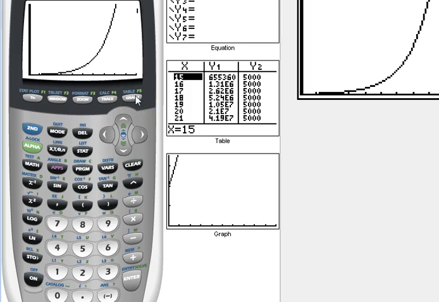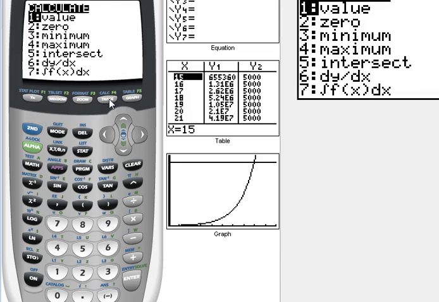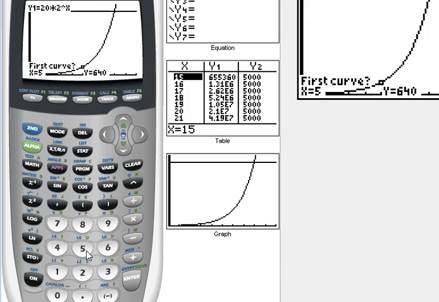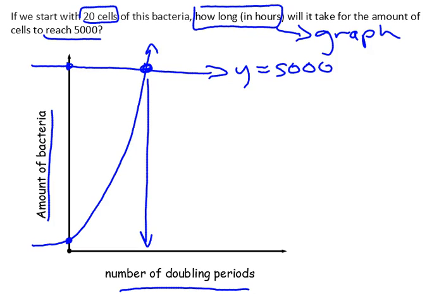There's our growth. That's our doubling. And then we see the y equals 5,000 line come across. We want to find that point of intersection. So second, calculate 5 for intersect. Remember, we hit enter 3 times. And that gives us that point right there. We're going to go ahead and round that to 8. About 8 doubling periods before we reach 5,000 cells. So let's identify this point. 8 doubling periods gives us about 5,000 cells of bacteria.